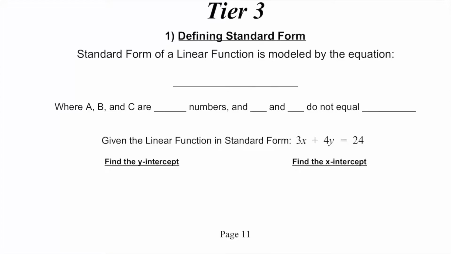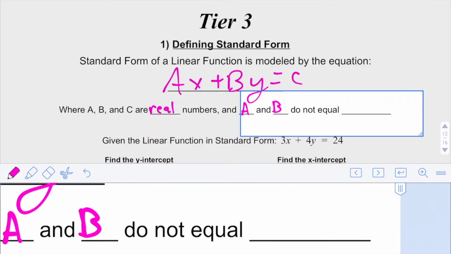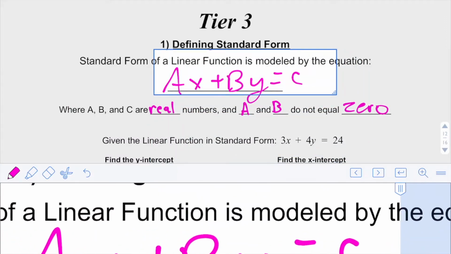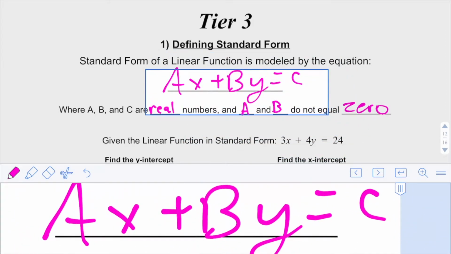So standard form of a linear function is modeled by the equation ax plus by is equal to c. This is where a, b, and c are real numbers, and a and b do not equal 0. This is an important equation because we can find x and y intercepts really quickly if we're in standard form.